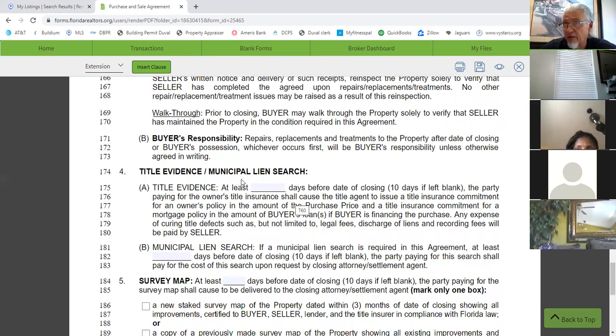Okay, and the lights have to be on. You can't do a walkthrough in a dark house. Okay, the lights have to be on. If the lights aren't on, you've got an automatic extension.